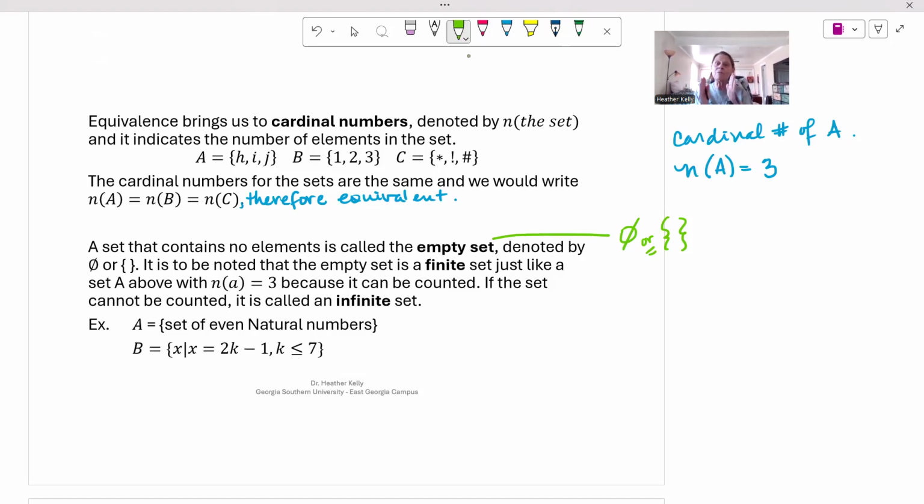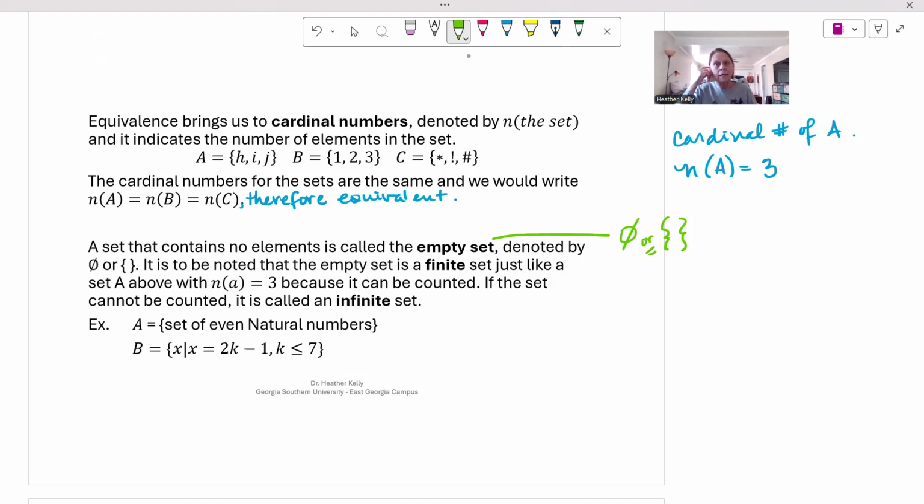And then we have the infinite set, like the set of natural numbers. We can't count them. We can't list them all out in a list. Even if we had all of our lifetimes strung together to continue to just write out these numbers, we would never get to the end, right? So that means that that's infinite.